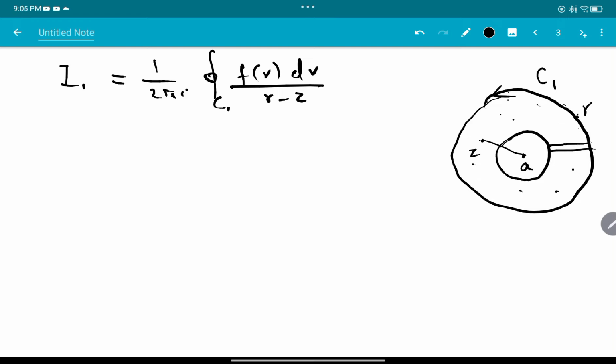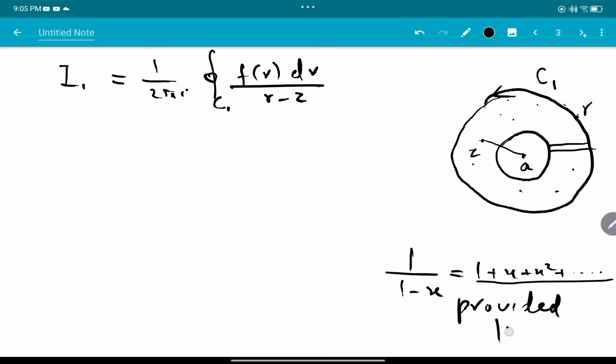Let me remind you what I am talking about. 1 by 1 minus x is always equal to 1 plus x plus x square and so on to infinity. That means the sum of this geometric series is this, provided the big condition, otherwise not: mod x is less than 1. That means x should be a fraction less than 1. Okay, that is the condition.